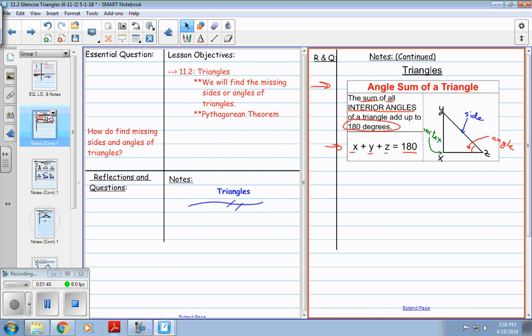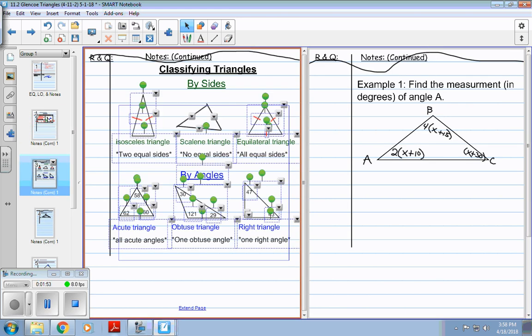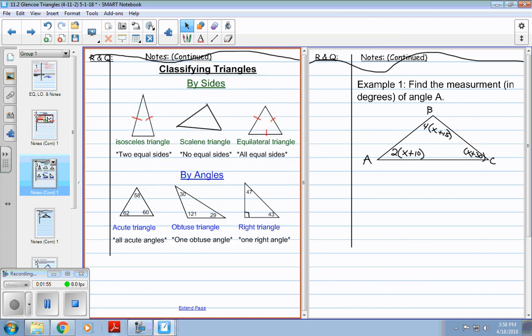So I'm going to jump 2 slides ahead, and please make sure that when you copy these down, you really clearly copy them down and you're not rushing yourself. It's going to be really important that you can read what we're doing and you can see how we're doing it. So go ahead and pause here and copy down what you see.